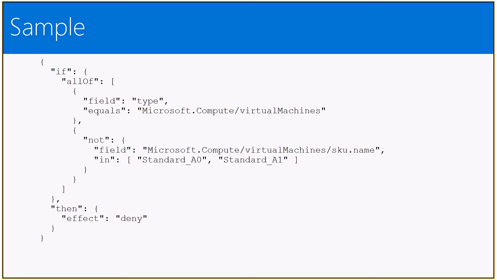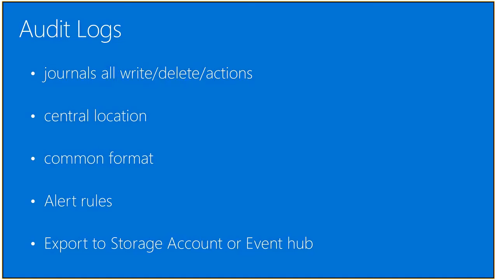The next powerful thing is the audit log. The audit log basically journals all write, delete, and action operations. It records everything on the management plane side that modifies your resources. It is in a central location, so through the API and UI you can view it, and it also has a very common format.